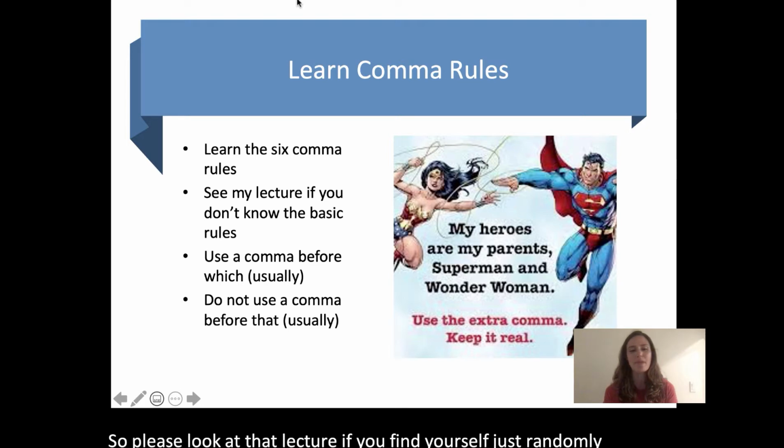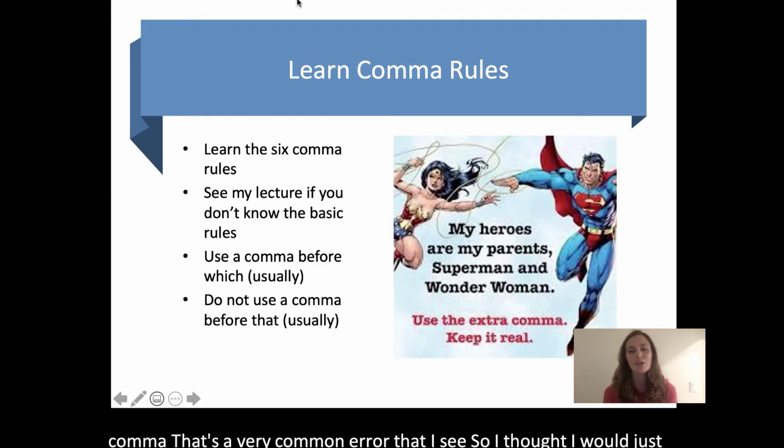So please look at that lecture if you find yourself just randomly sprinkling commas throughout your essay and you're not really sure why. My quick tip here is before the word which, generally, most of the time you have a comma because what comes after it is non-essential or extra information. Before the word that, most of the time you don't have a comma. That's a very common error that I see, so I thought I would just address it really quickly right here.